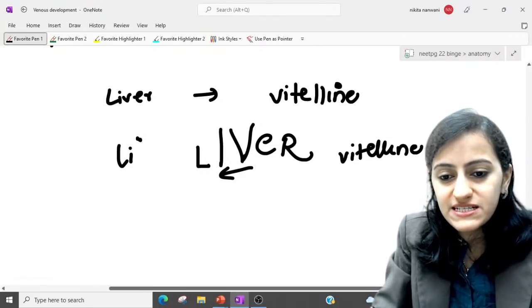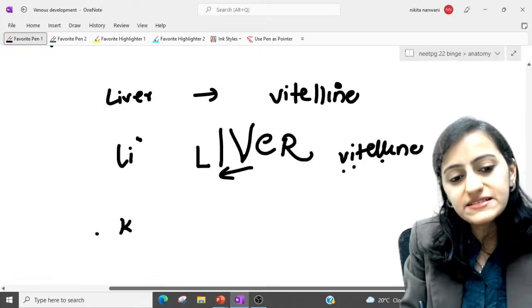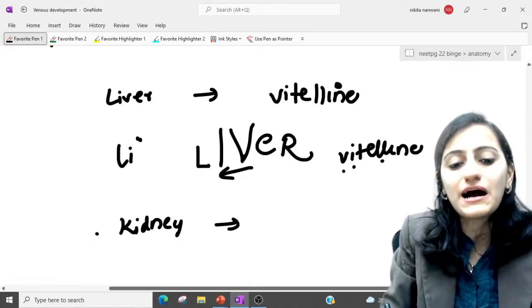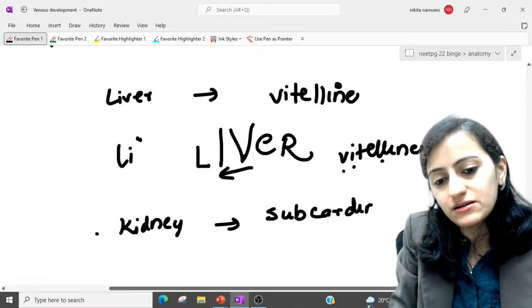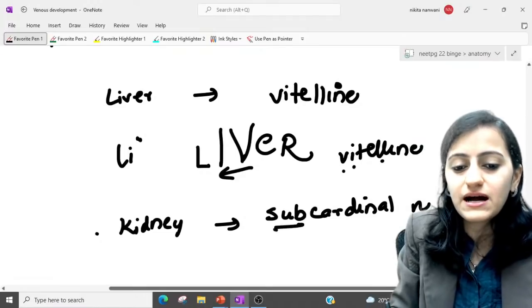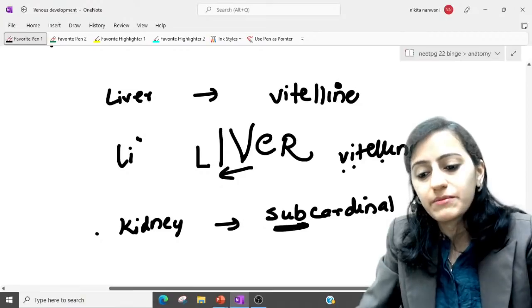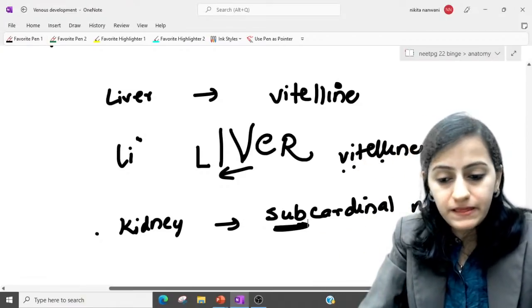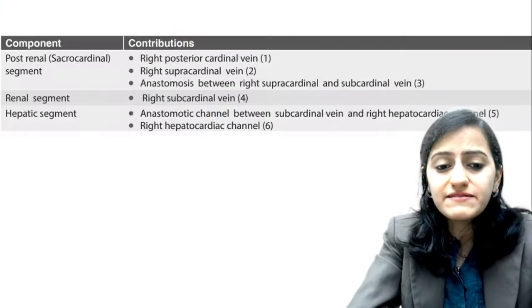So if you see in vitelline itself, you have LIV, that is the liver one. The veins related to the kidney, that is the renal vein, the gonadal vein, the part of the IVC, that is your subcardinal vein. Kidney is below the liver, sub. Remember, that's the subcardinal vein. Suprarenal is from the anastomosis that's there. Okay? So that completes the development of the IVC.